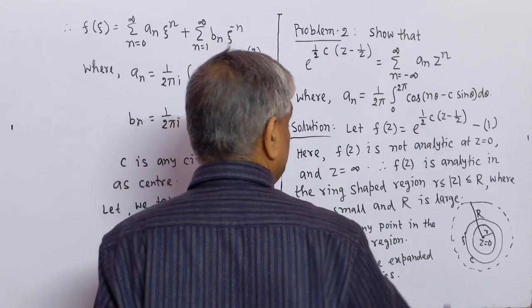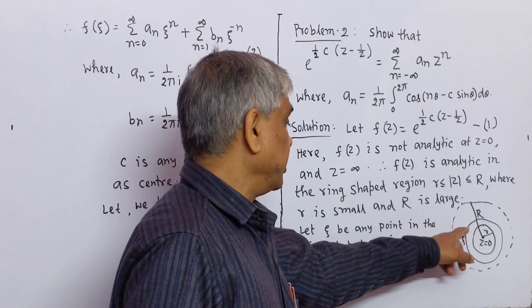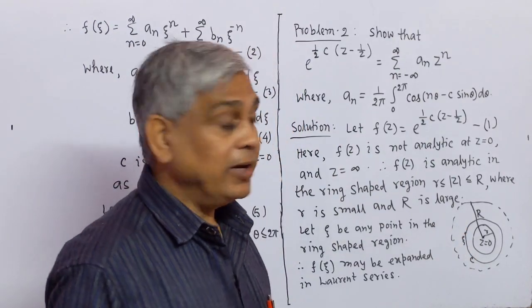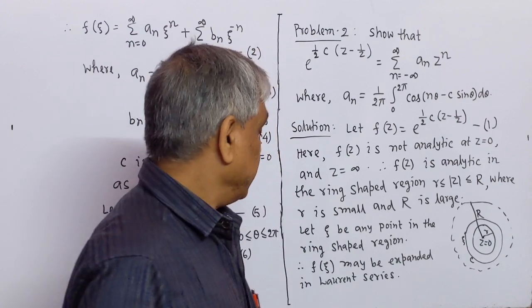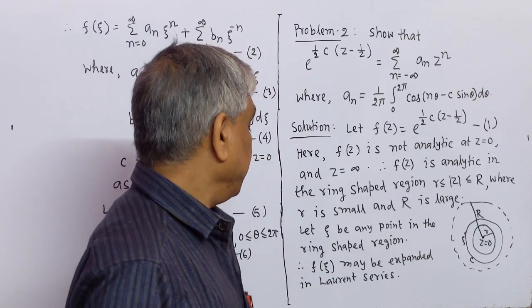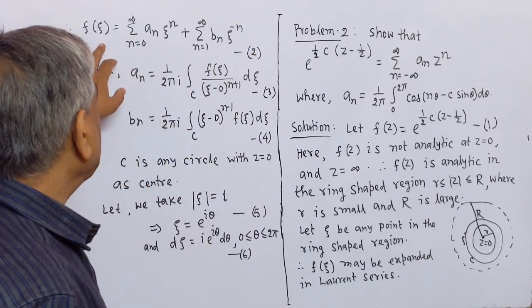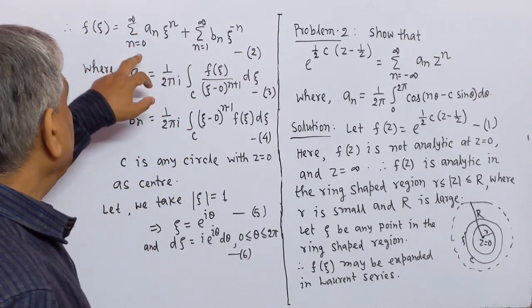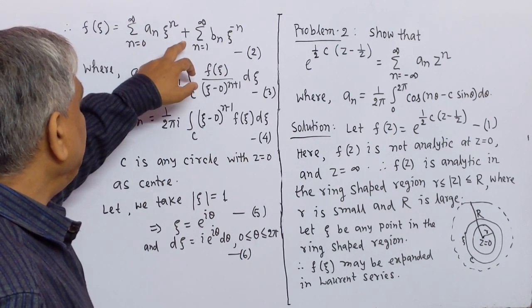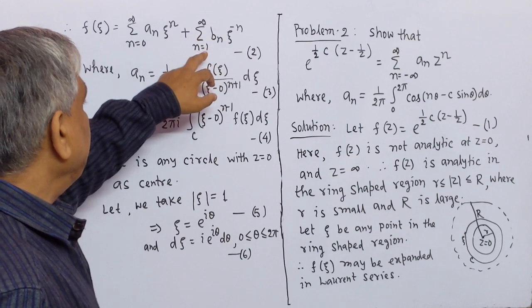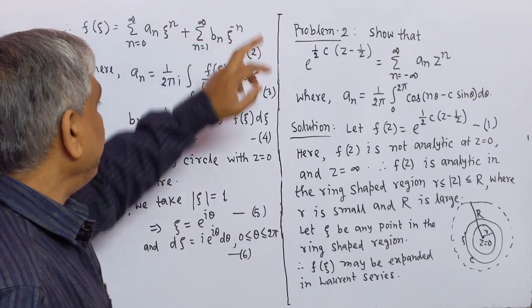Therefore, if ξ be a point in the ring shaped region, the function will be analytic at this point. So we may expand the function of ξ in a Laurent series. So f(ξ) = Σ (n=0 to ∞) aₙ ξⁿ + Σ (n=1 to ∞) bₙ ξ^(-n).